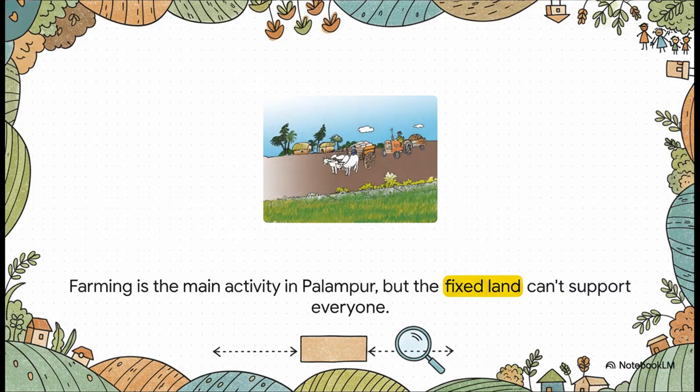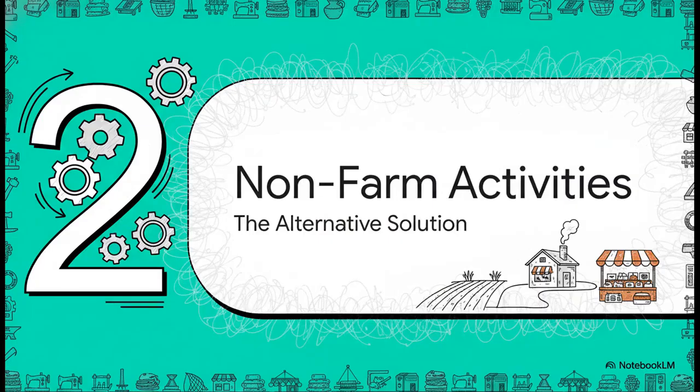This scene is a very familiar one from our study of Palampur, isn't it? But if you look closely, it also shows us the very challenge we are talking about. You see, a limited resource, the land, trying to support a growing number of people. So what is the alternative when land is limited? If farming can't support everyone, what else can people possibly do to earn a living? Well, this brings us to our second section and the main topic for today, the solution, which is non-farm activities.